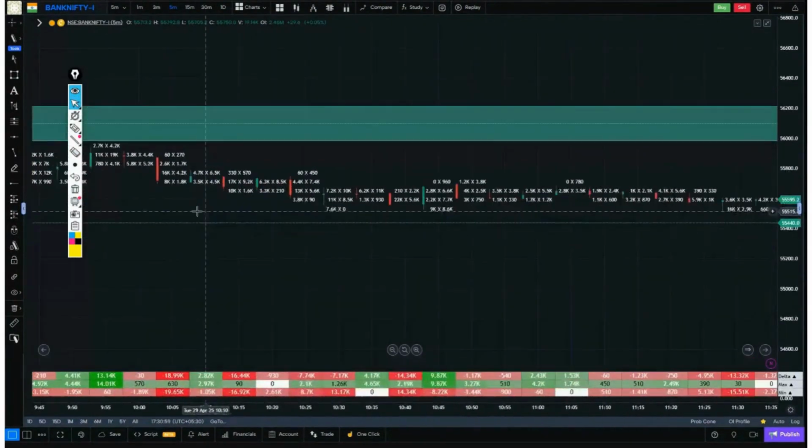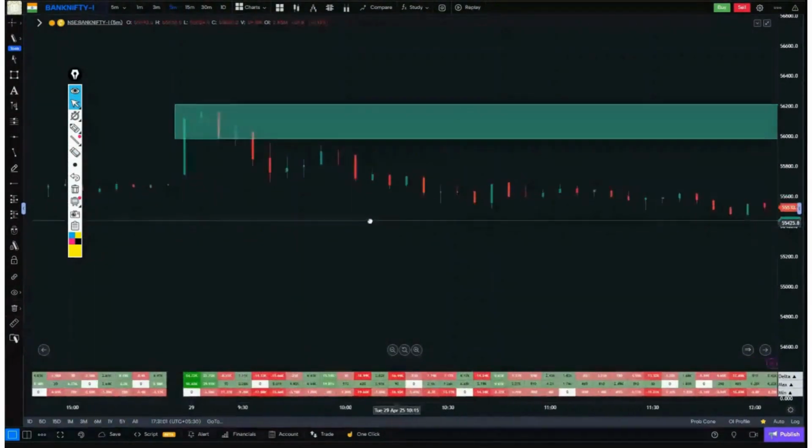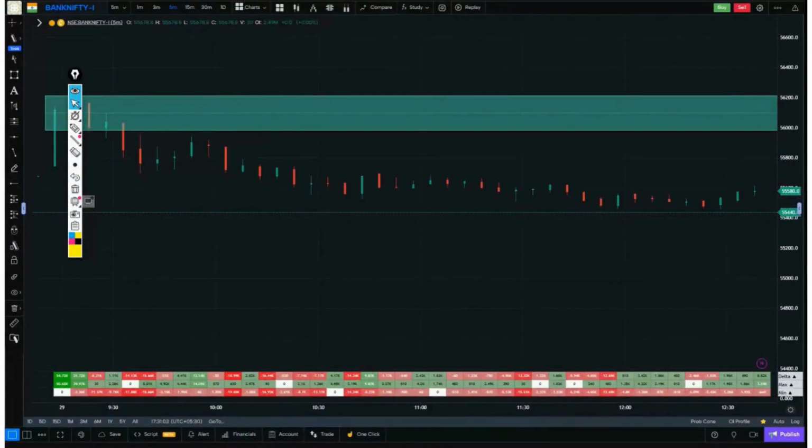Okay, this was today's analysis of Nifty and Bank Nifty. If you have any questions, please unmute and ask.